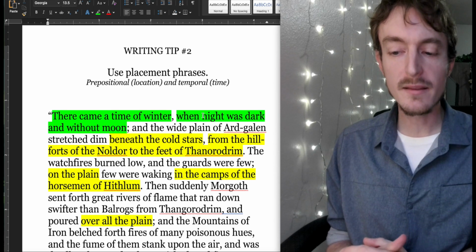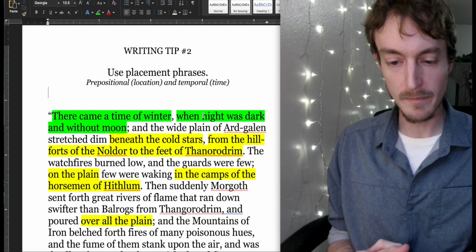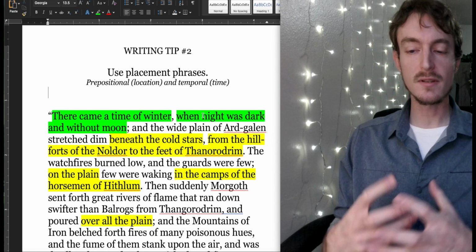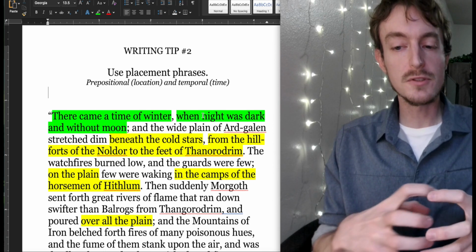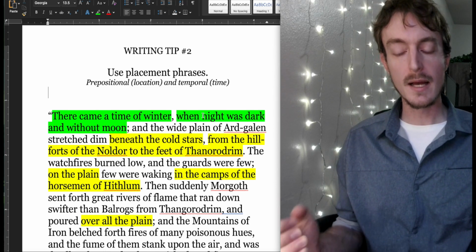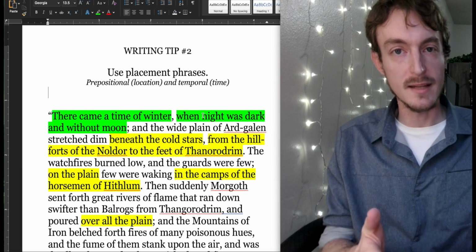And then look, beneath the cold stars, from the hill forts of the Noldor to the feet of Thangorodrim, on the plain, in the camps of the horsemen of Hithlum. He uses a lot of phrases that place the action exactly where he wants. And this also serves to extend the length of the sentences and achieve a more epic style, because his sentences are long, but then they place the reader exactly where he wants.